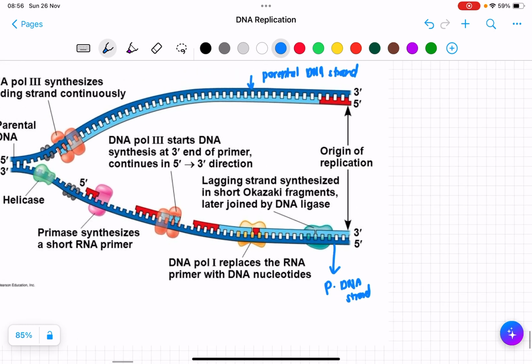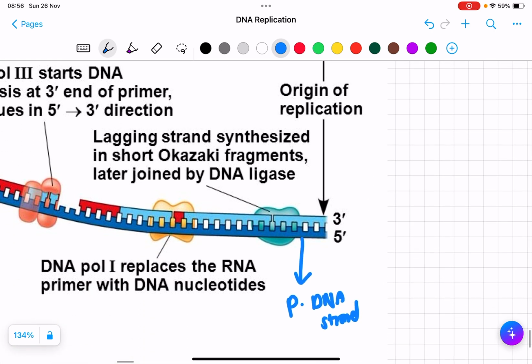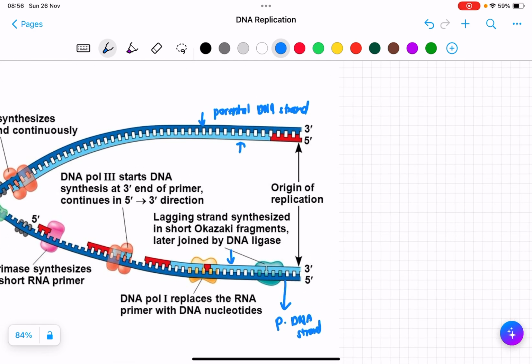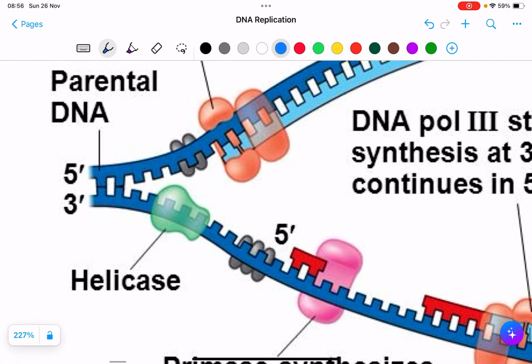Dan strand yang duduk di bahagian dalam, contohnya ni, dan juga ini, strand yang duduk di bahagian dalam yang baru dihasilkan adalah dia sama ada leading strand atau lagging strand. Nanti kita akan tengok lepas ni. Yang penting juga awak perlu tengok dia punya end.